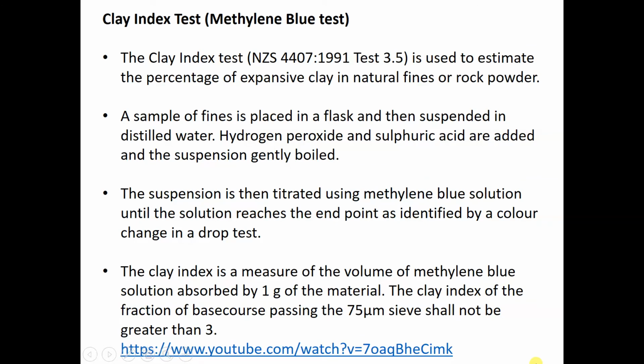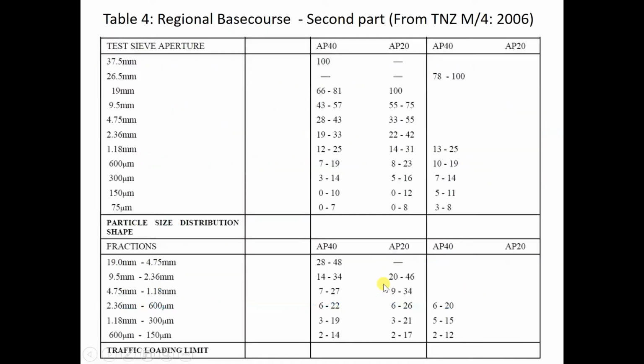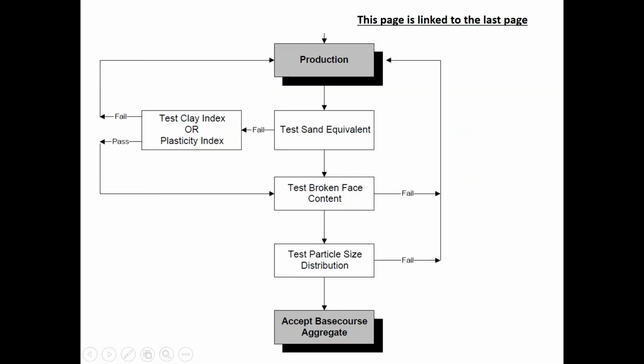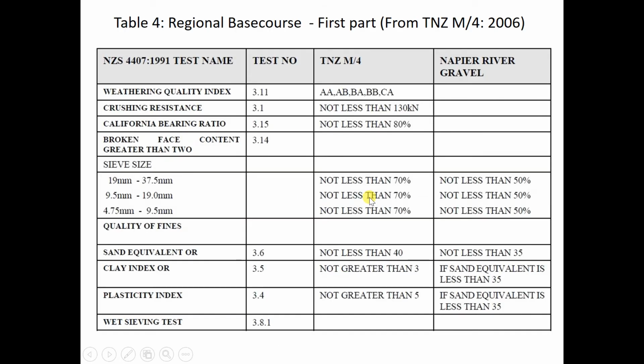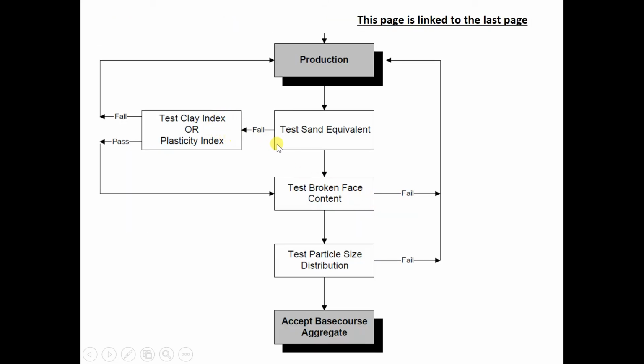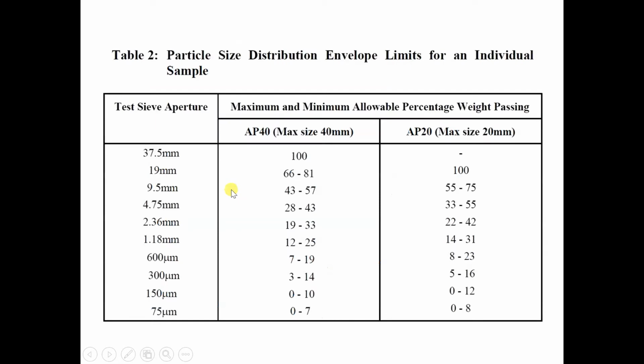The next one is the clay index test. We look at the TNZ M4. When they test for the clay content, either we test the clay index or the plasticity index, but here we just look at both of them.